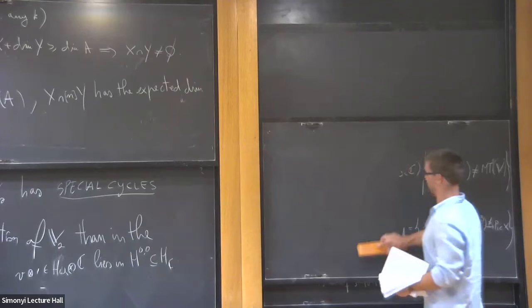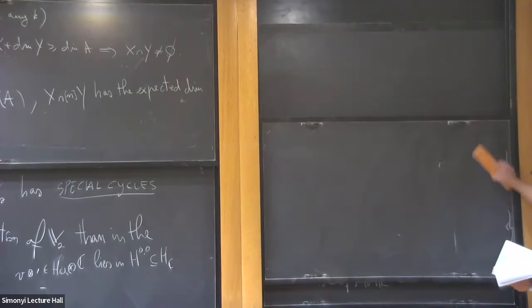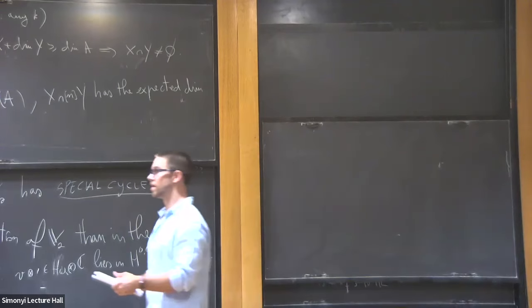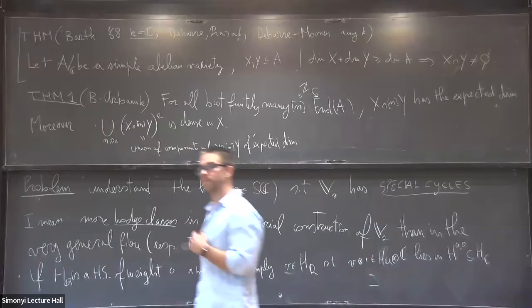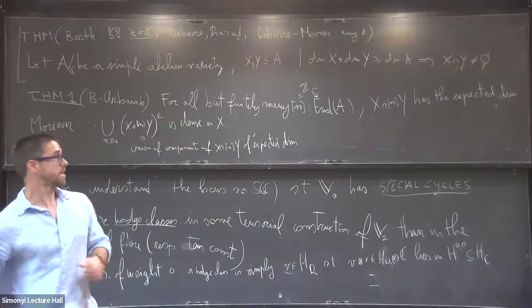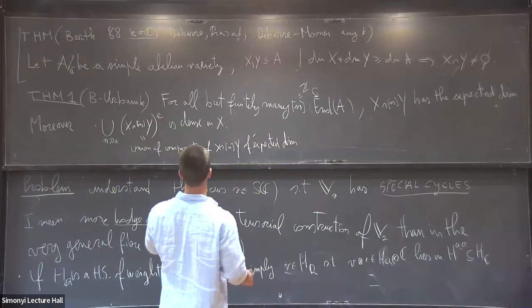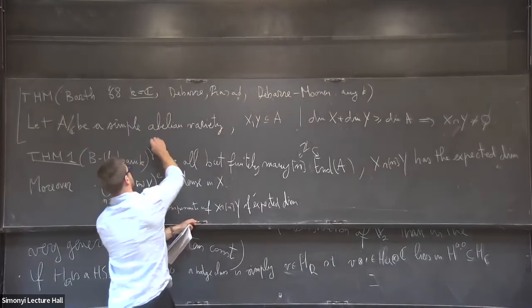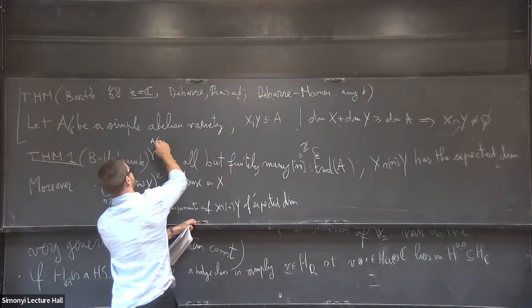Sorry, Greg, can I ask a question? Yes, please. You still have the condition that dim X plus dim Y is bigger than or equal to dim A in your theorem? Say it again, sorry? You have the dimension condition. Yeah, absolutely. Sorry, I didn't repeat it, but in the same setting: A simple, A over C simple.